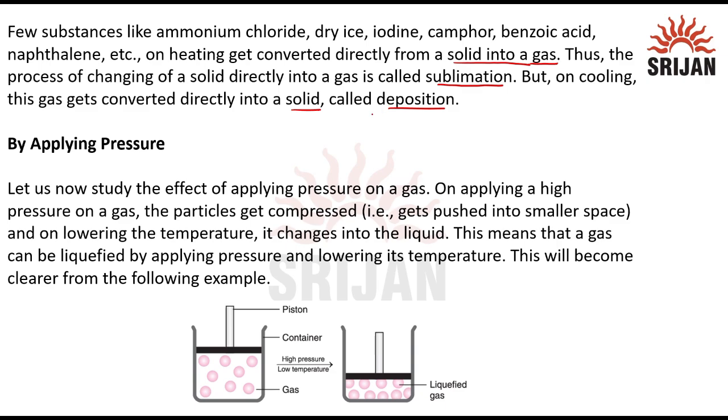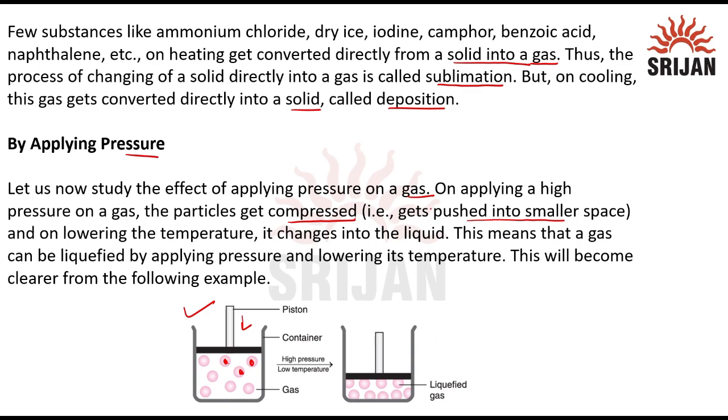Now, the second method by which we can change the state of matter is by applying pressure. Let us now study the effect of applying pressure on a gas. On applying high pressure on a gas, the particles get compressed, that means get pushed into smaller spaces. As you can see in this diagram, if we apply pressure with a piston, the gaseous molecules get close to each other. That's why they are compressed, and after being compressed they become liquid.